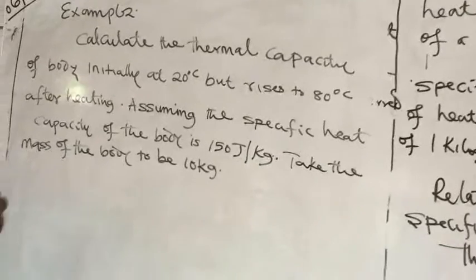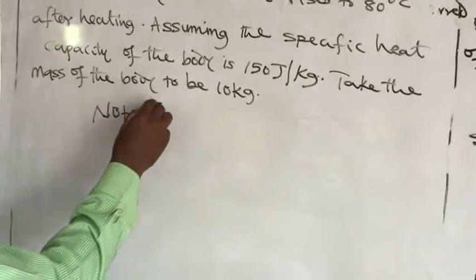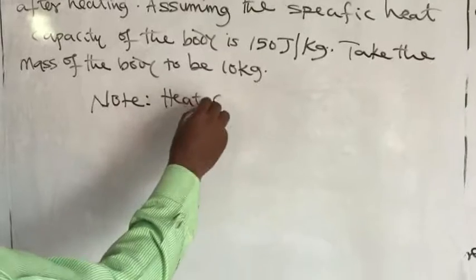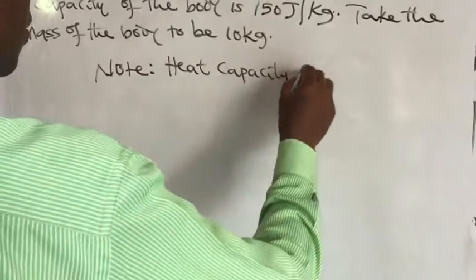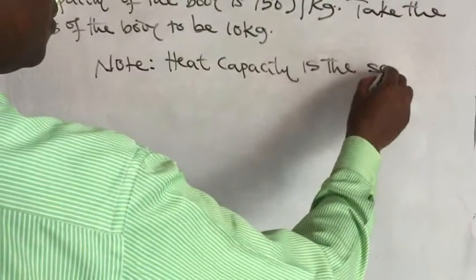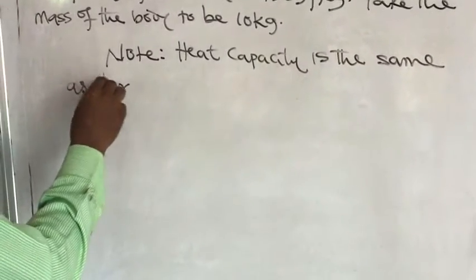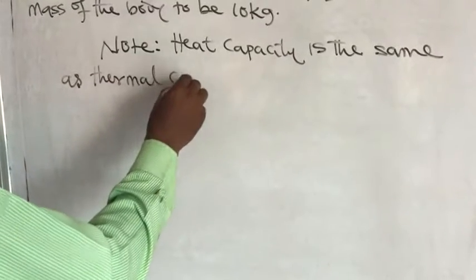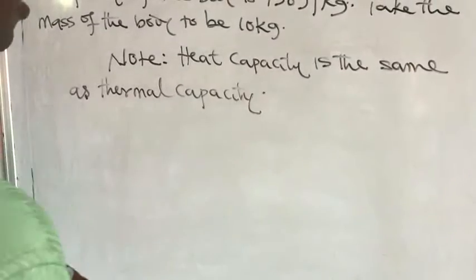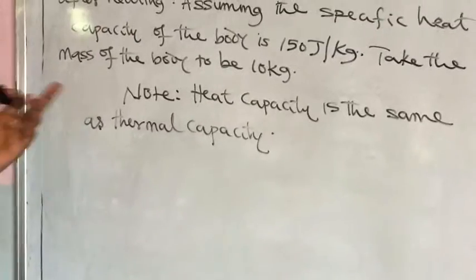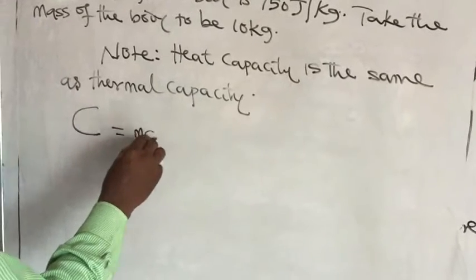Heat capacity is the same as thermal capacity. So what the question is saying is that you should calculate the thermal capacity, which is heat capacity, and this is the formula of heat capacity, which is capital C equal to m small c.